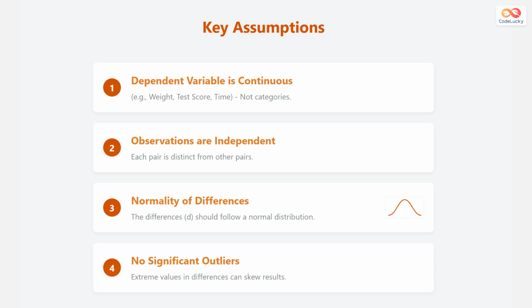Before running the test, we must check a few assumptions. First, your dependent variable must be continuous, like weight or time, not categories. Second, the observations between pairs must be independent of each other. Third, the differences themselves should follow a normal distribution, creating a bell curve. And finally, watch out for outliers, as extreme values can heavily skew your results.